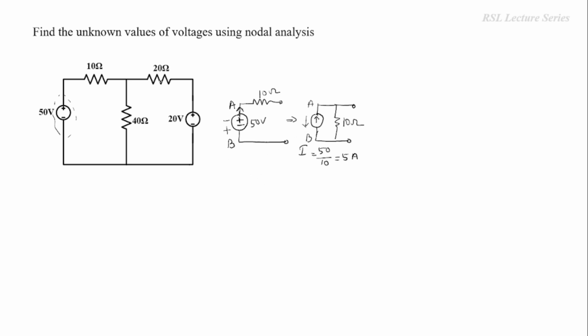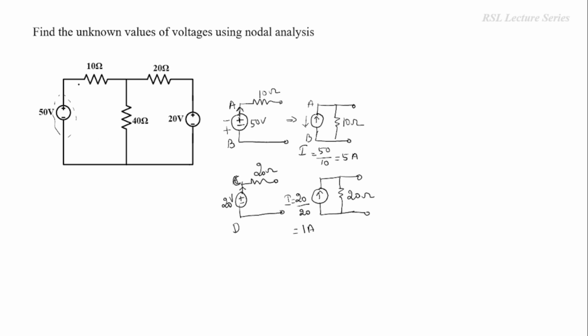Similarly, we convert this 20 volt source connected in series with a 20 ohm resistor into a current source. Suppose this is considered as C and this is D. The positive terminal is connected to C, so the current direction should be marked from D to C. The same value of resistor should be connected in parallel, so here 20 ohms. The current value is given by V by R, so 20 divided by 20 is 1 ampere.